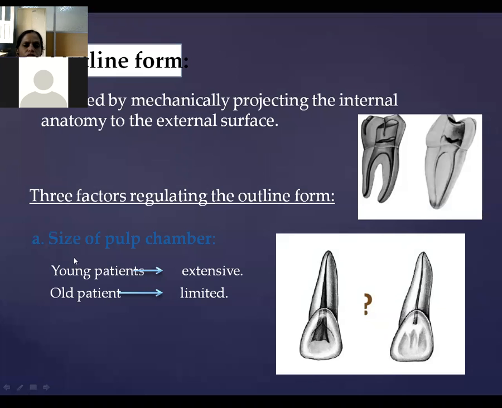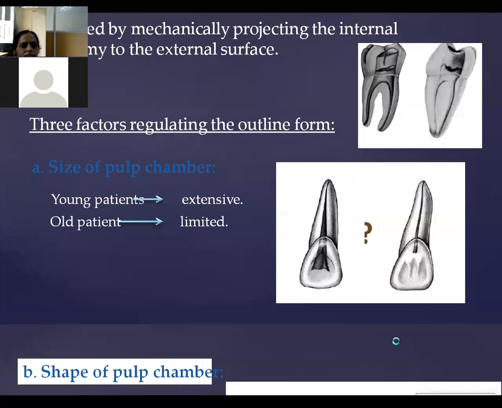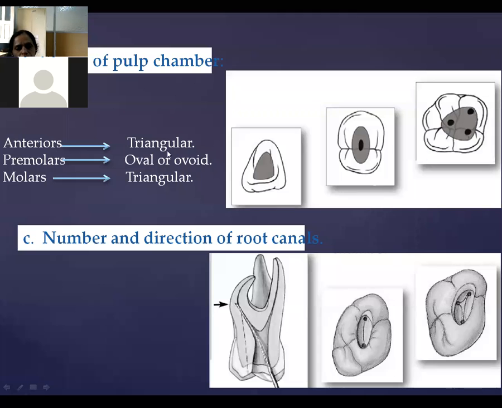Just now I told you size of the pulp chamber. In outline form, we have size, shape, then canal curvature and number. Okay, so size of pulp chamber. In a young tooth, the size of the pulp chamber will be extensive. In the old patient, the size of the pulp chamber gets diminished due to the secondary deposition of dentin.